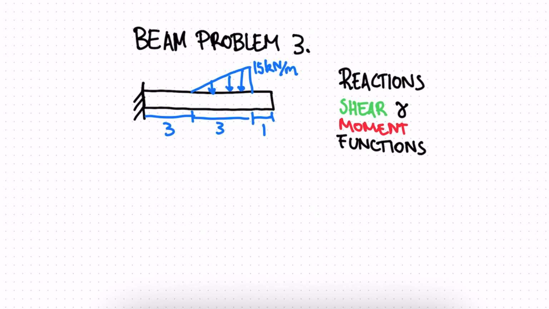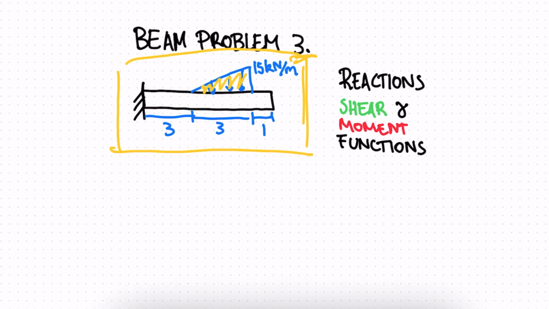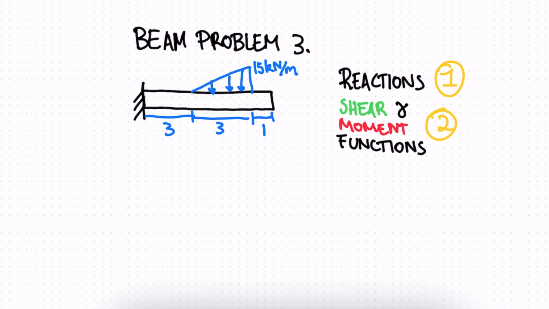All right, so welcome to the third problem that we're going to look at. We have a cantilever beam. This time we have a distributed load of 15 kilonewtons per meter, and it's increasing as we go, so it's like a triangular load. First, we need to find our reactions, and then second, we can find our shear and moment functions.